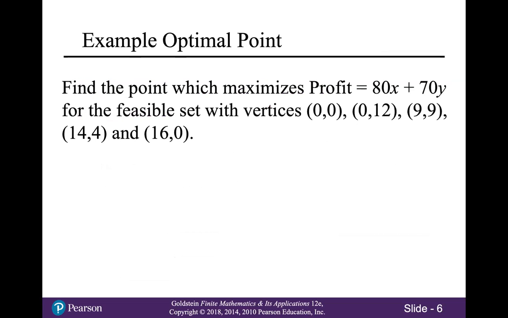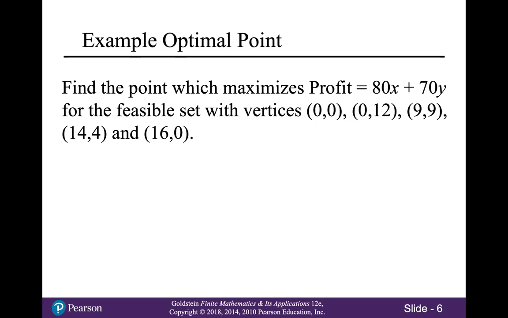All right, so now we'll finally finish off this problem of manufacturing the chairs and the sofas by finding the point which maximizes profit, which remember was 80x plus 70y, for this feasible set, which has these vertices.